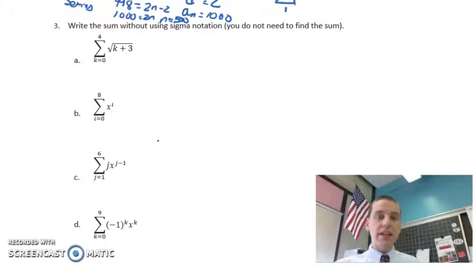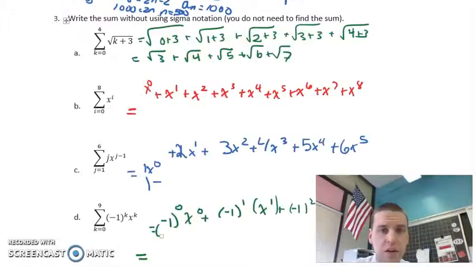Why don't you guys do A through D, just trying it out here. You're going to write them all out, go from the lower bound to the upper bound, and then actually find the summation after you've written them out. Good luck, and I'll come back with the answers. And hopefully you read that you do not need to find the sum.